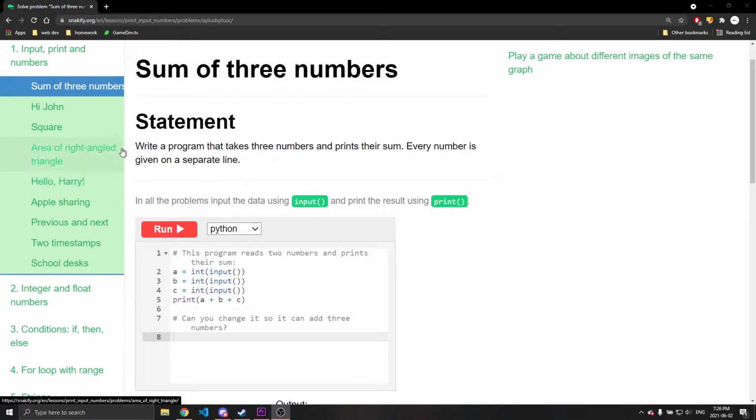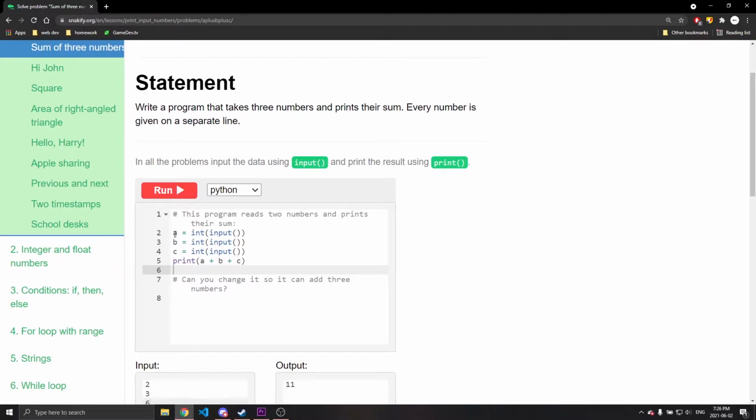So let's begin. Sum of three numbers. For sum of three numbers, we just get the three variables and add them together. Pretty simple, just using the math operators.